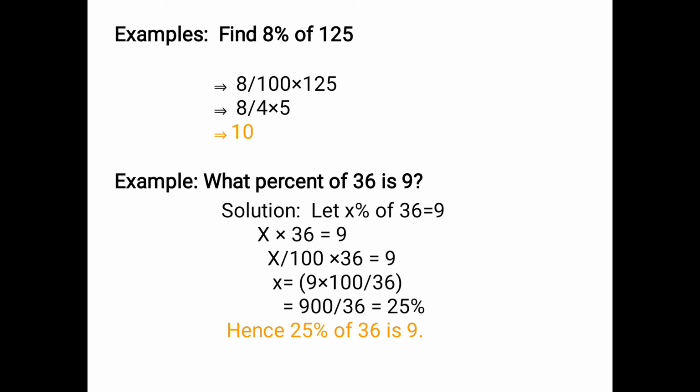Okay, 8 percentage, in the sense we have to write it as a fraction first. So 8 by 100. Of means the multiplication symbol, of 125. Now we have to simplify the 100 and 125. In the 25 table, 100 is 4 times, and 125 is 5 times. So 8 by 4 into 5. We simplify here, then we get the answer 10.